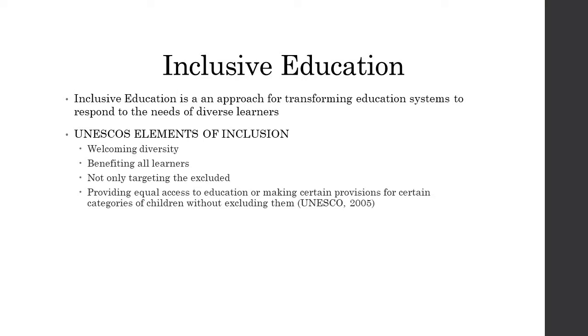disciplined learning environment. As inclusive education is an approach for transforming education systems to respond to the needs of diverse learners, it's important to follow the main elements. UNESCO outlines that the elements of inclusion are about welcoming diversity, benefiting all learners, not only targeting the excluded, and providing equal access to education or making certain provisions for certain categories of children without excluding them.